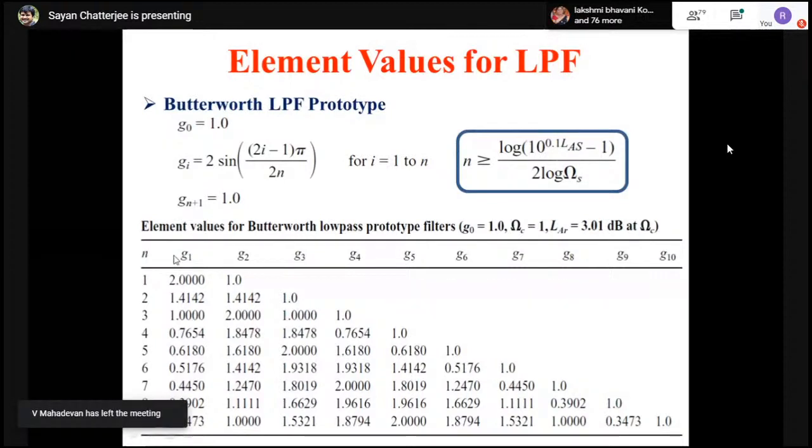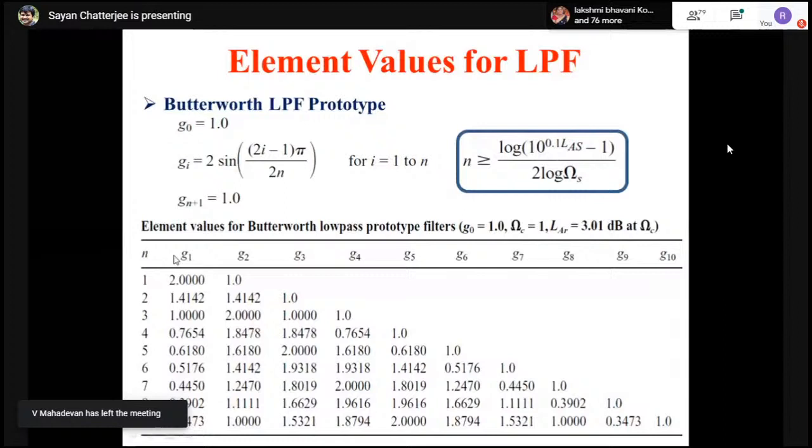This is another filter, a Chebyshev low pass filter, and for Chebyshev filters you have to add another parameter called passband ripple. So you can see there are two tables: one is passband ripple 0.1 and the previous one 0.01. And with that, your g values will change.